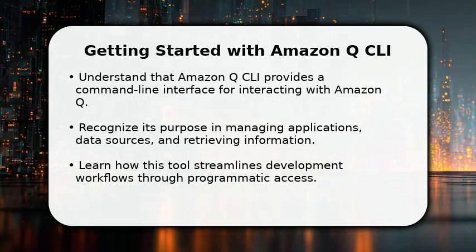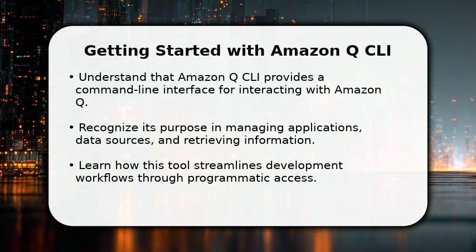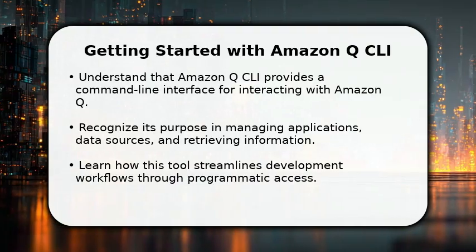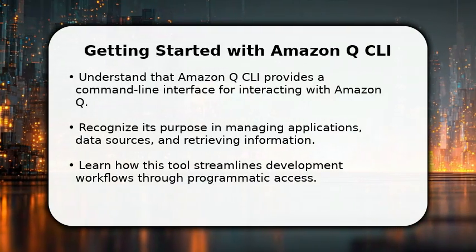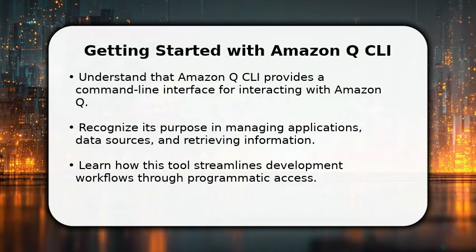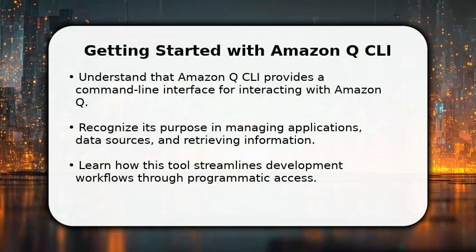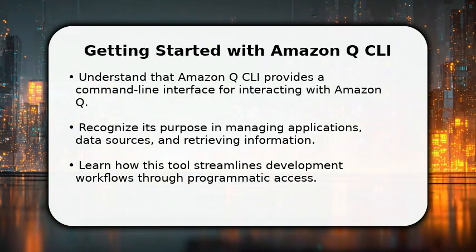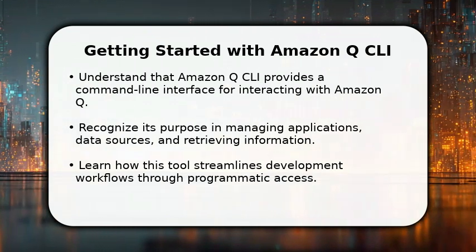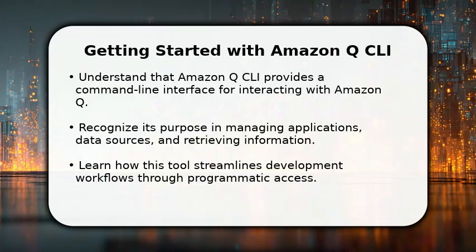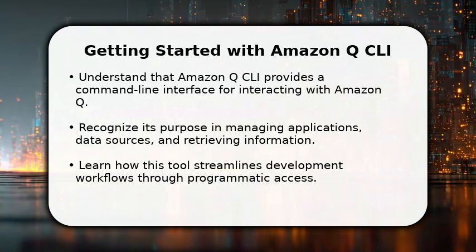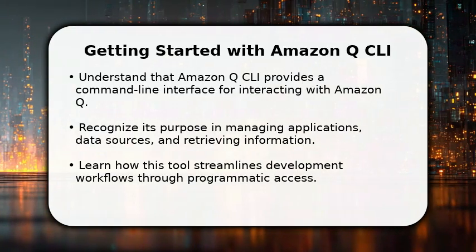Enjoy the video. In this video, I will explain how to use Amazon Q CLI. First, understand that Amazon Q CLI provides a command line interface for interacting with Amazon Q, a generative AI assistant. It allows developers to manage applications, data sources, and retrieve information directly from your terminal. This tool streamlines development workflows by enabling programmatic access to Amazon Q's capabilities, making it easier to integrate into your existing systems and automation scripts. We'll cover installation, basic commands, and advanced usage.